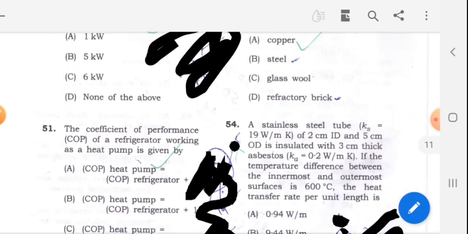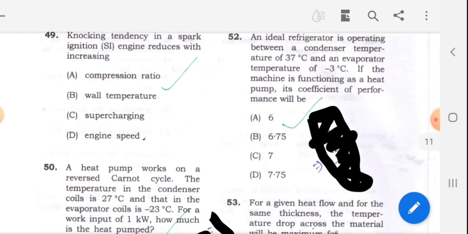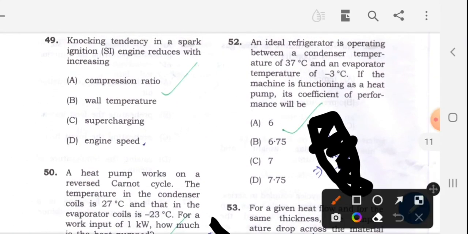Let's move on to the next question, which is question 52. An ideal refrigerator is operating between a condenser temperature of 37 degrees and an evaporator temperature of -3 degrees Celsius. If the machine is functioning as a heat pump, then its coefficient of performance will be. So it's also a very easy question.